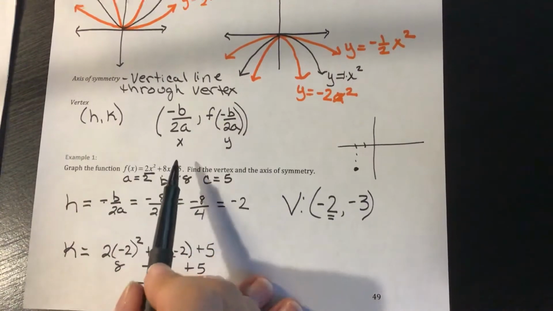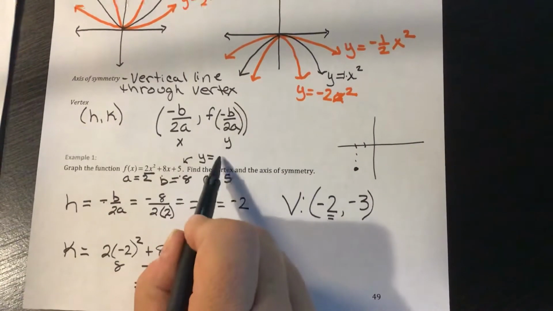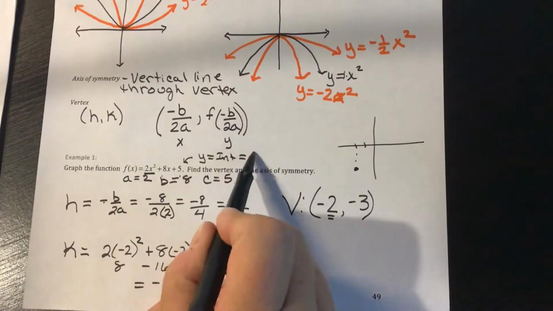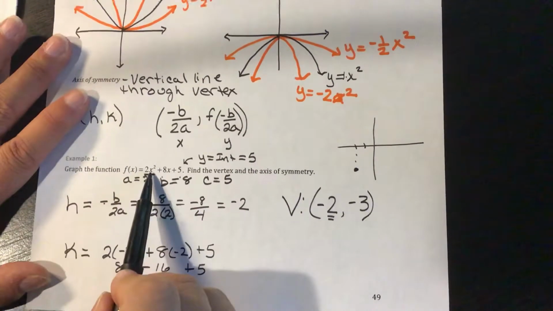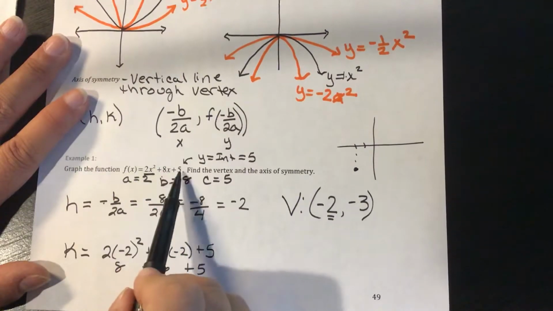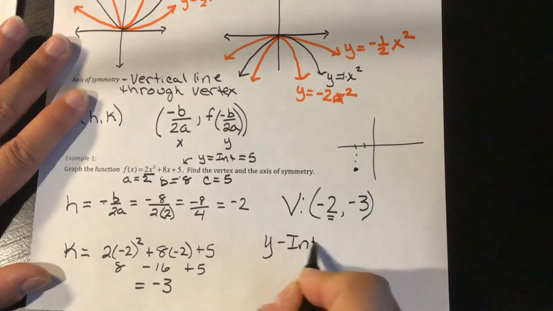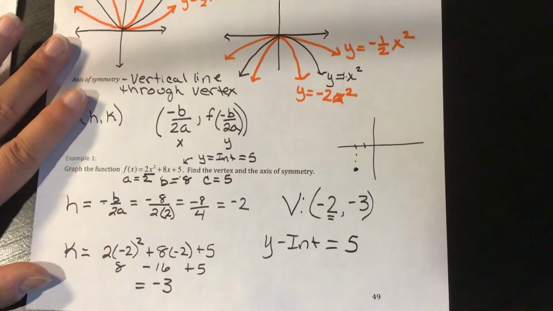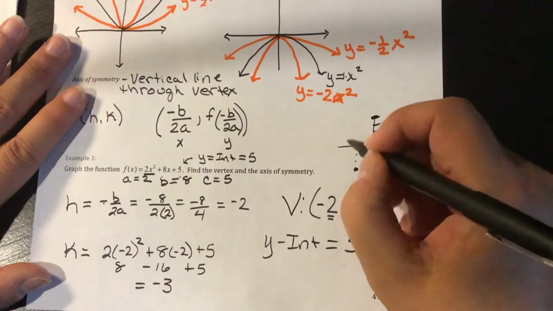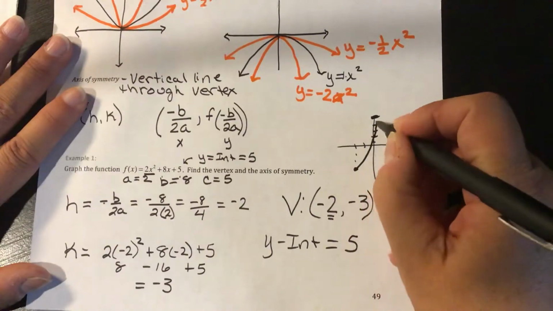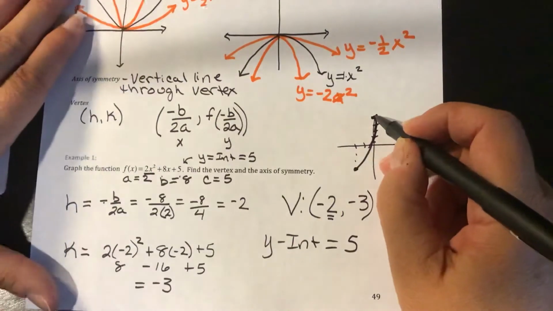And I also can tell from this equation that my y-intercept is 5, and that's because if I plug in zeros for x, this is 0, this is 0, this is 5. So y would equal 5. Okay, so if I put 5 on my y-intercept, I can pretty much draw my graph here. I know my vertex, to 5 on the y-axis.